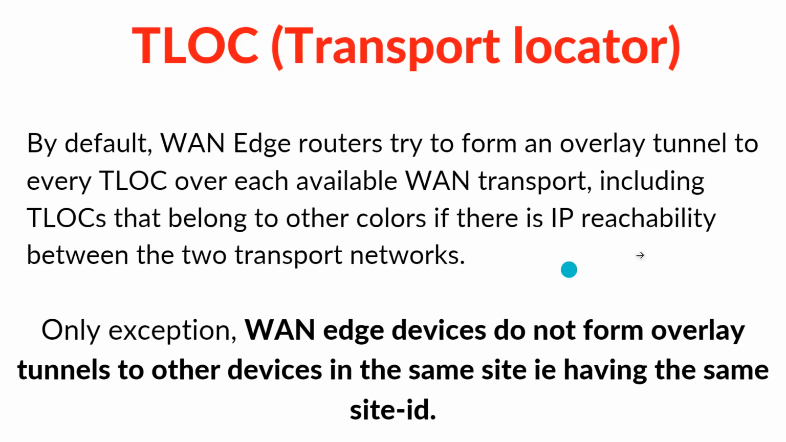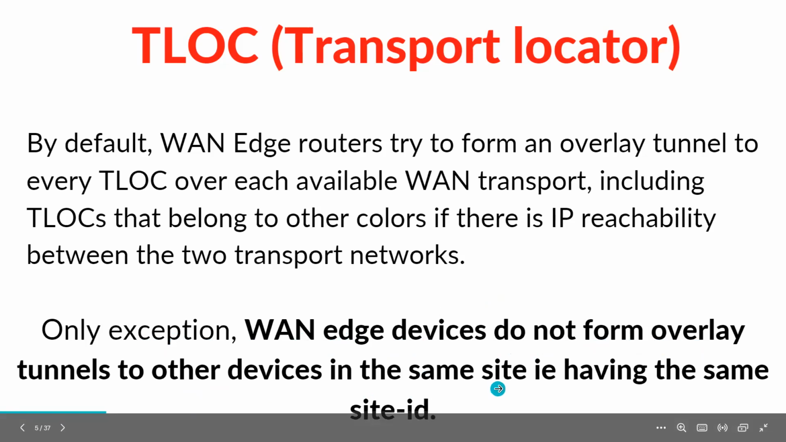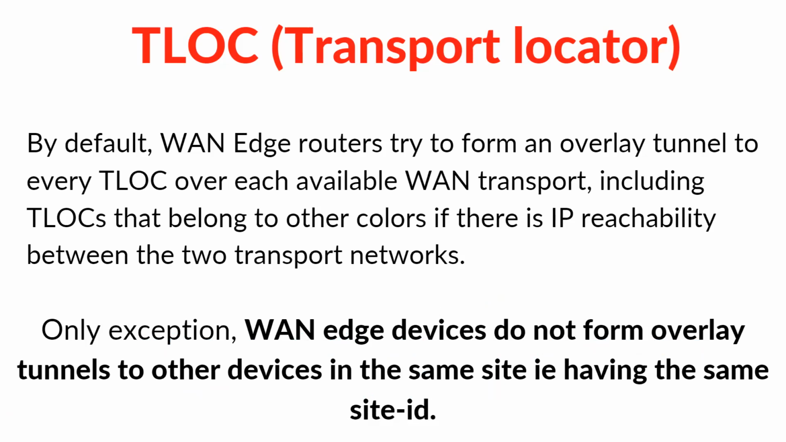So by default, the behavior is it will try to form a tunnel with everybody. The only exception is that WAN edge devices do not form overlay tunnels to other devices in the same site. So if I have another vEdge router in the same site, site 10, I will not form a TLOC with him. So in the same site, we will not form any kind of TLOC with them.